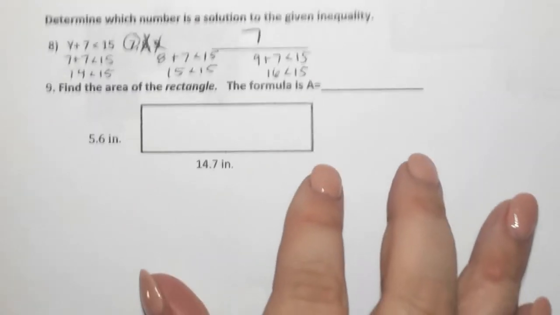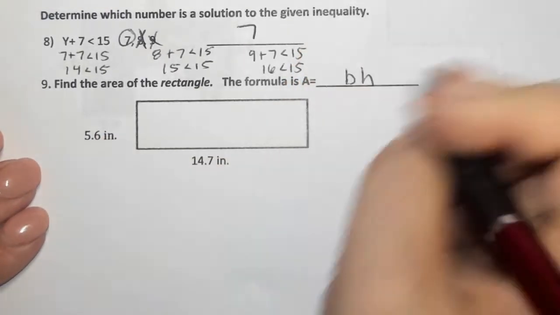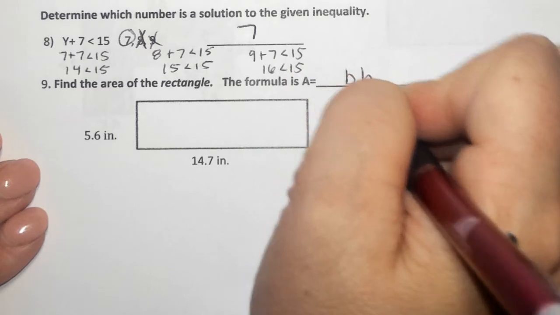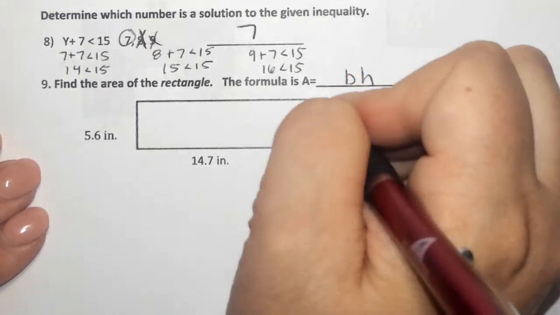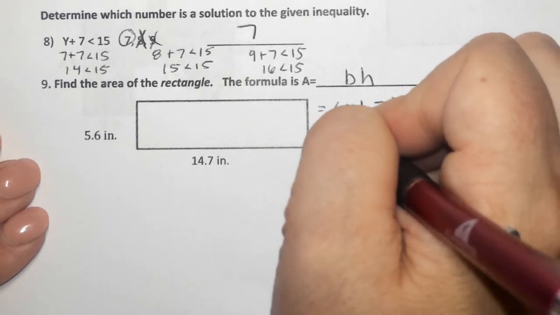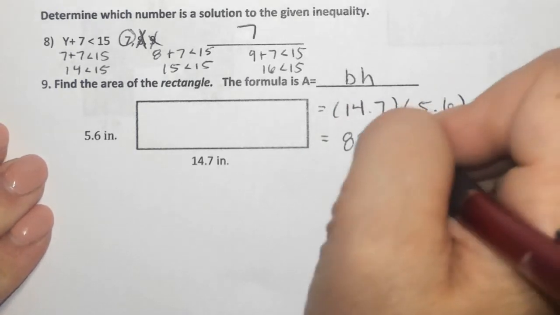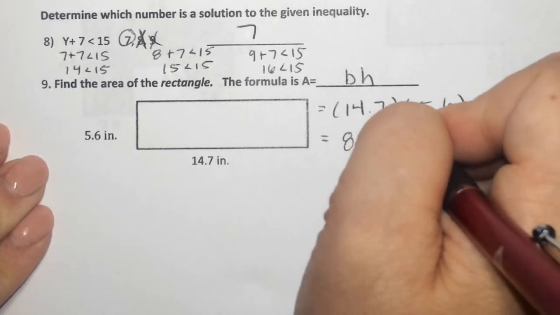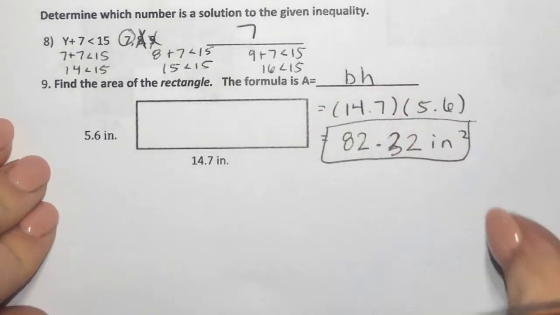All right. These we're going to breeze through. Area of a rectangle. Formula A equals BH. My base, 14.7. My height, 5.6. And when I multiply those, what do we get? 82.32 inches squared. Okay? Questions about 9? All right, that one was one of the easy ones. We like it.